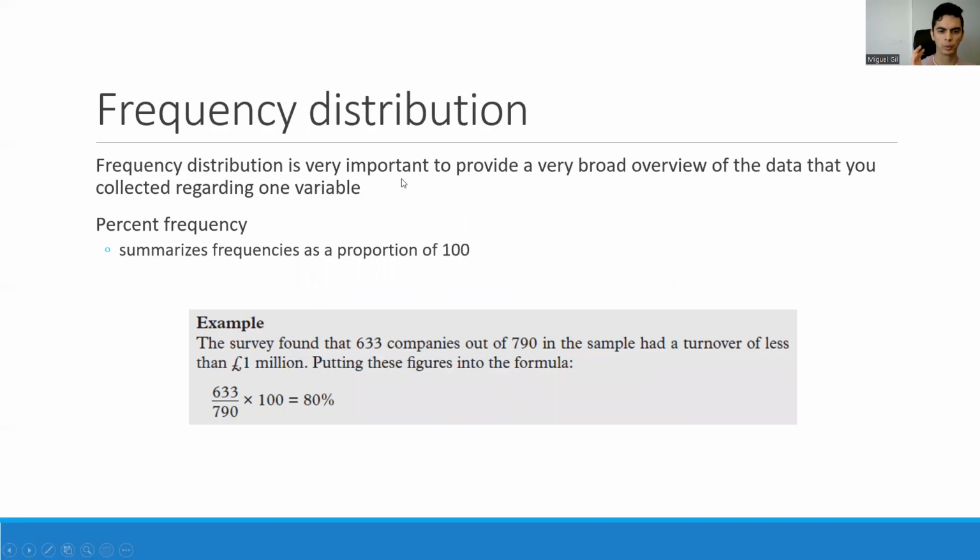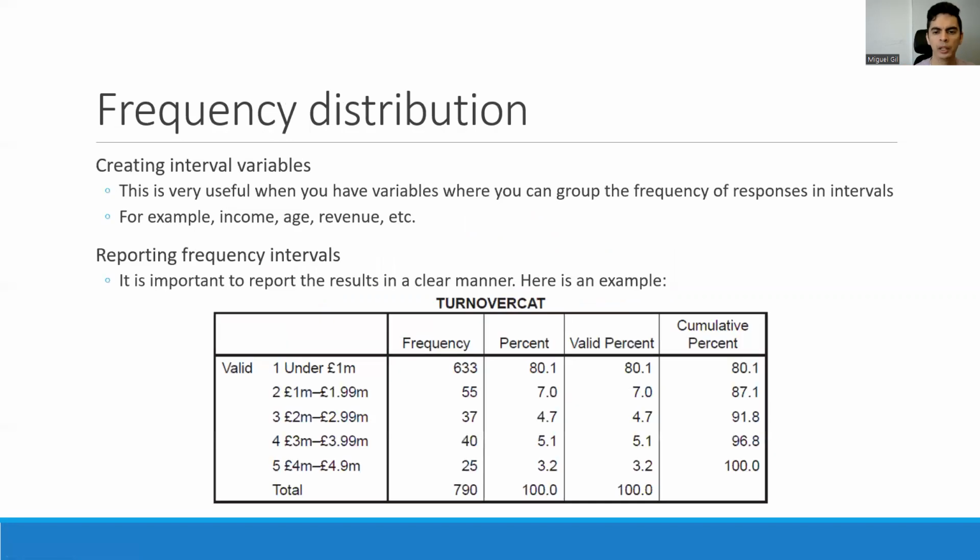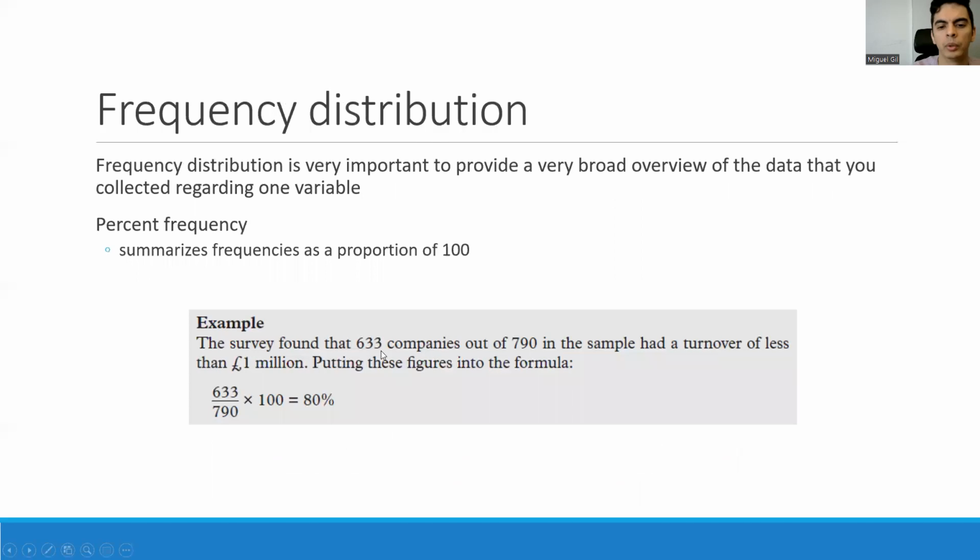So let's start with frequency of distribution. And frequency of distribution is very important. It's a very important statistic that we're going to use because we want to show the reader how many times something happens in our sample. So for example, in here, or let me start with the most basic way to show frequency.